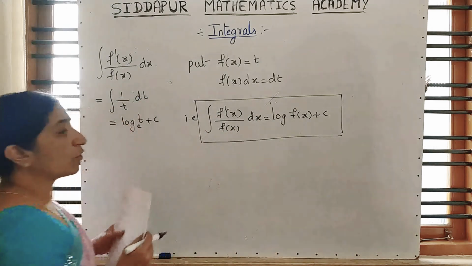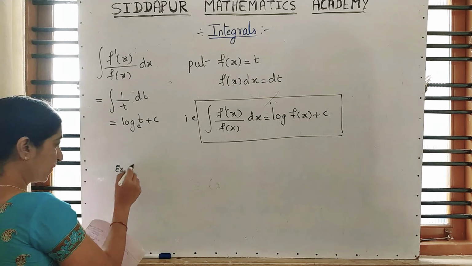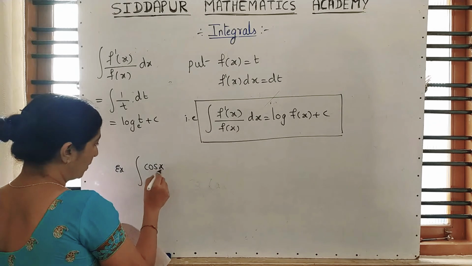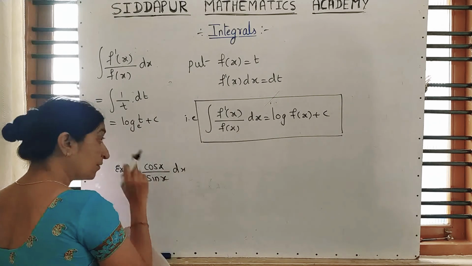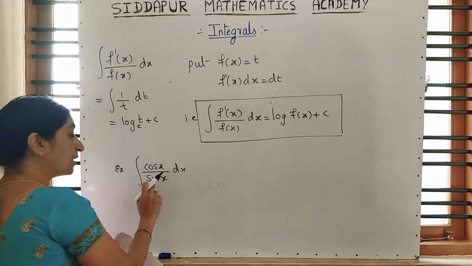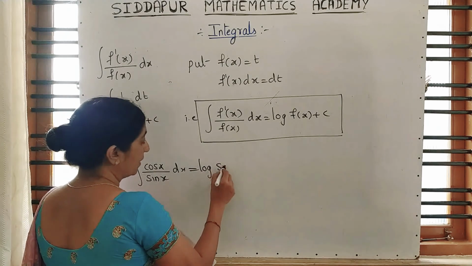Understood? If you write the formula directly, you have to write that formula in front of that. For example, if it is cos x upon sin x. See, what is always for the denominator? What is the differentiation of sin x? The differentiation of sin x is cos x. So directly we can write.